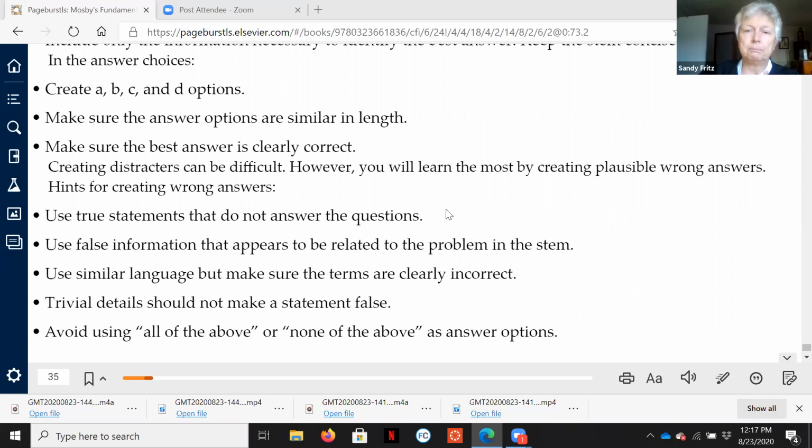So the answer humerus is good because it is in the upper limb, but it's not specific to the forearm. So that's a way of using accurate information, but it doesn't particularly answer the question.